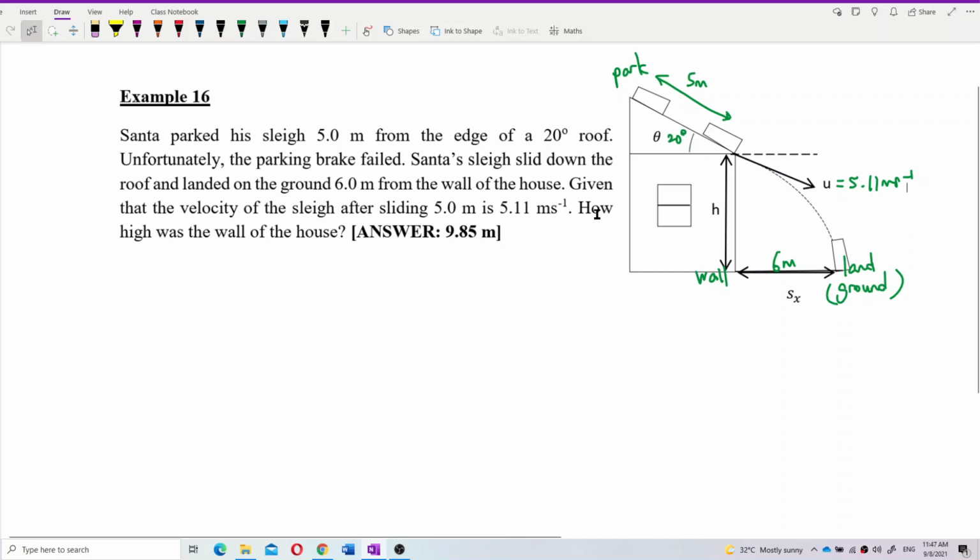So now the question is, how high is the wall of the house? So we want to find this height. The height refers to the vertical displacement, or Sy. To find the height, normally we refer to the displacement in the Y component.